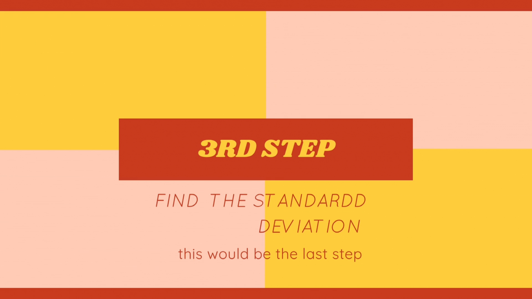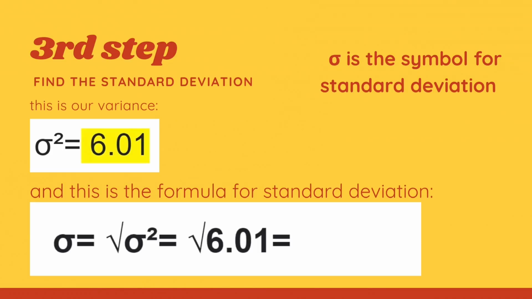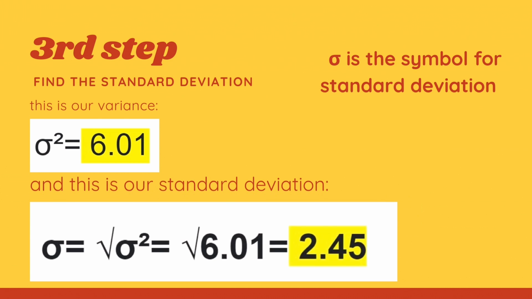Our third and last step: find the standard deviation. In order to find the standard deviation, we will just take the square root of our variance. Thus, our standard deviation is 2.45.